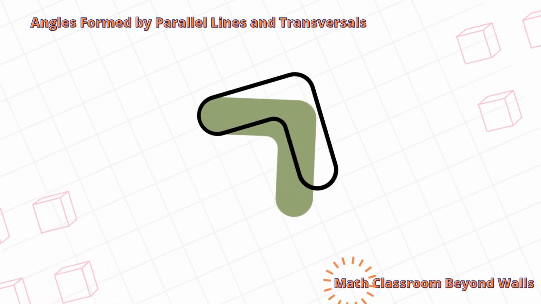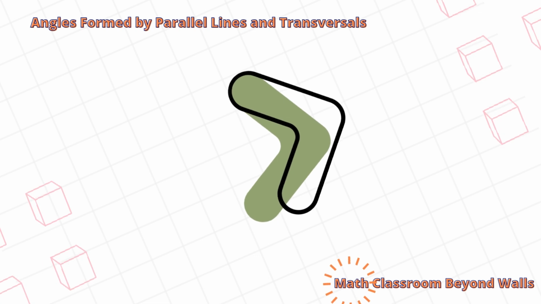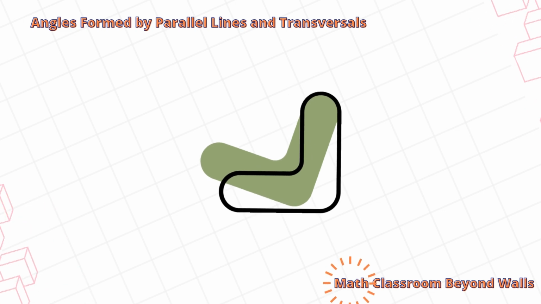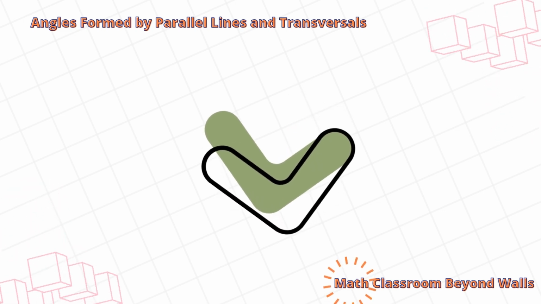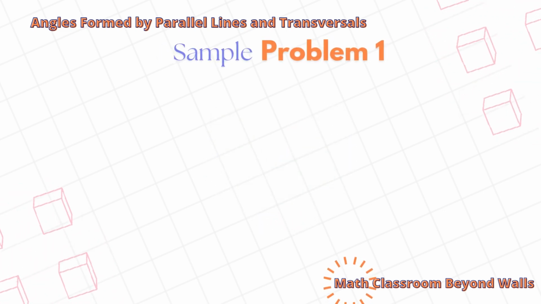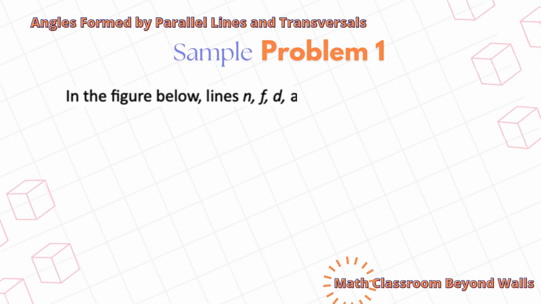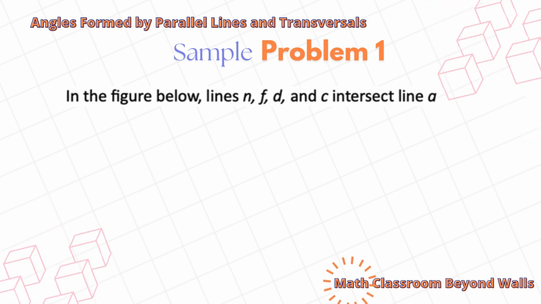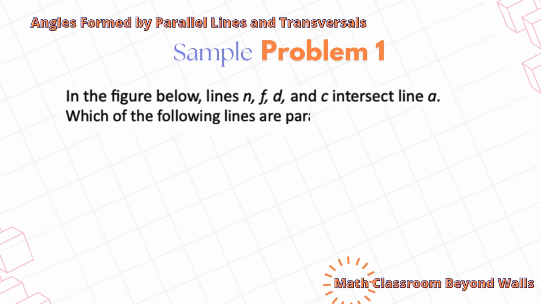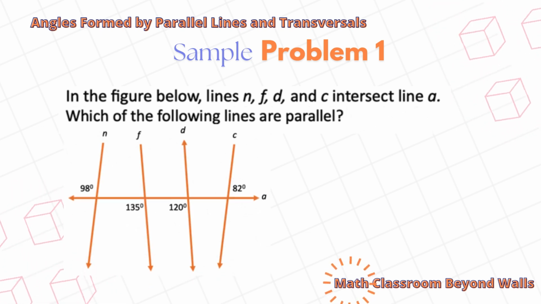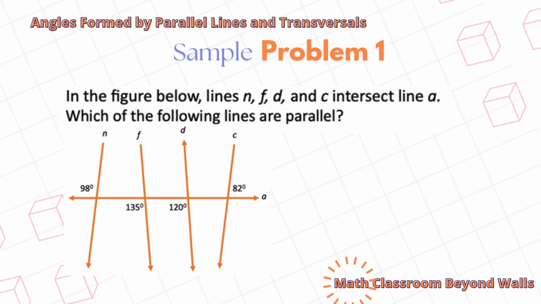Okay, with those basic concepts, we will now check our understanding of the concepts by doing the sample problems that follow. Sample problem 1. Here's the problem. In the figure below, lines N, F, D, and line C intersect line A. Which of the following lines are parallel?